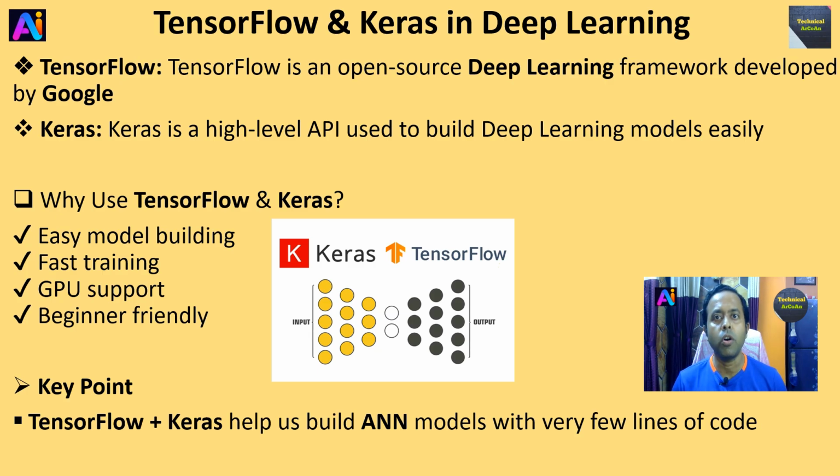Because we already know that deep learning needs lots of resources, in that case we get this GPU support. And a key point: both TensorFlow and Keras help us build ANN models with very few lines of code. So let's move to Google Colab and implement our first ANN model step by step.